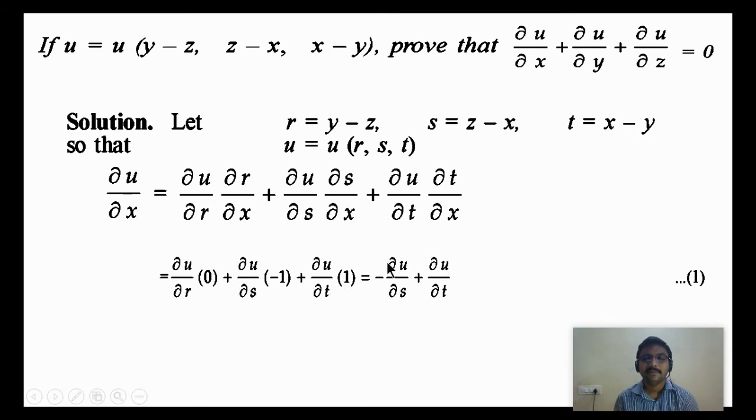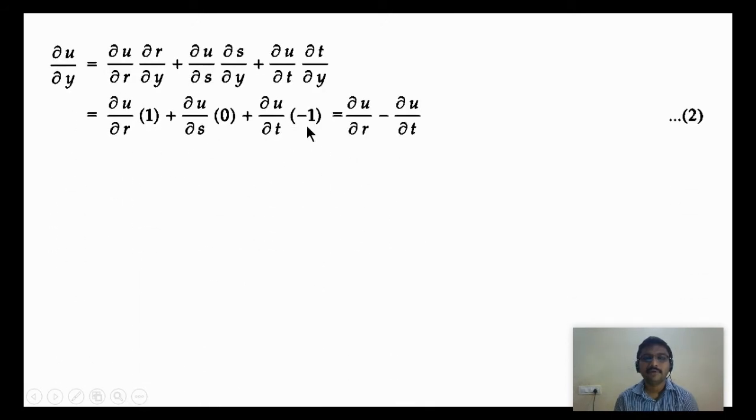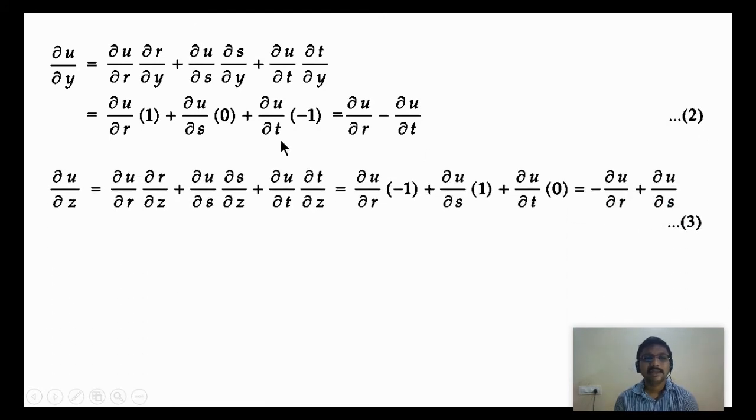On simplifying, minus ∂u/∂s plus ∂u/∂t. Let it be equation 1. Similarly, we can obtain ∂u/∂y. So it is the value of ∂u/∂y. Let it be equation number 2. Similarly, ∂u/∂z is also obtained. We just have to split ∂u/∂z using the chain rule, and compute the required partial derivatives using the r, s, t equations. Let it be equation 3.